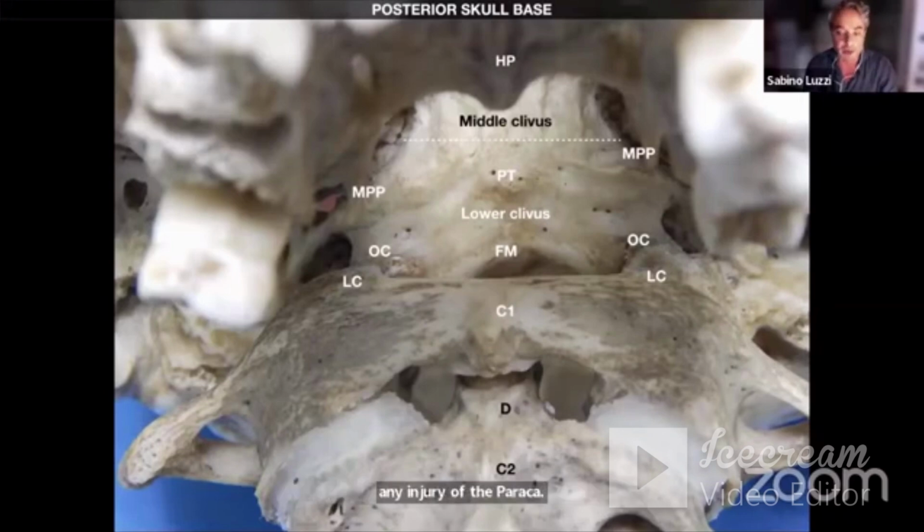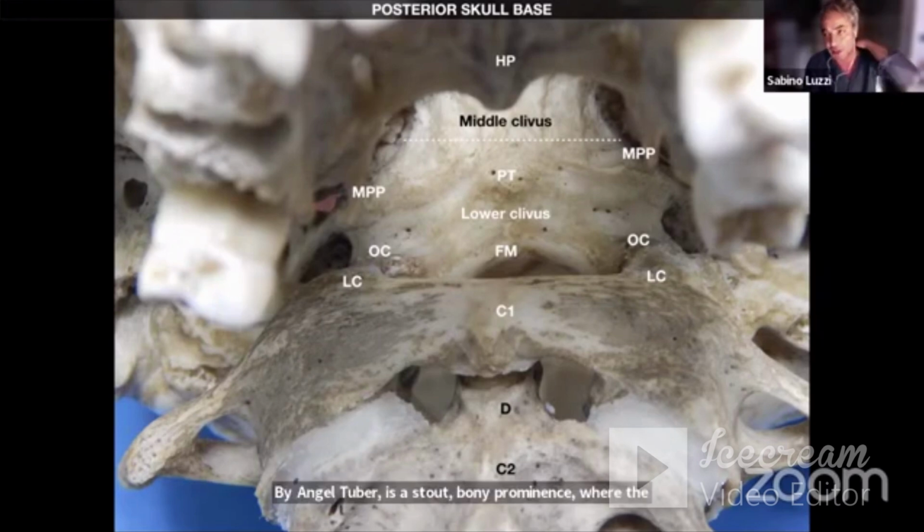When we move inferiorly at the level of the posterior skull base, we have other important structures here. This is not an endonasal view. This is a transoral view from below. Here, just to show you, you have the second and first vertebra, and thus we have the basion, the foramen magnum, the lower clivus. And one of the most important landmarks is the so-called pharyngeal tubercle. The pharyngeal tubercle is a stout, bony prominence where the longus colli muscle attaches at the level of the cranium.